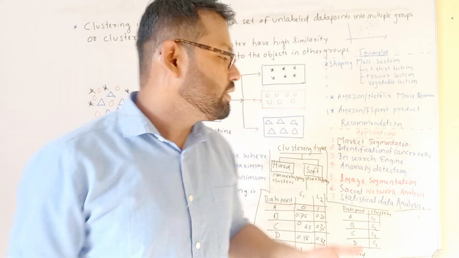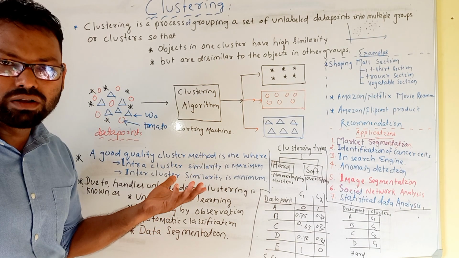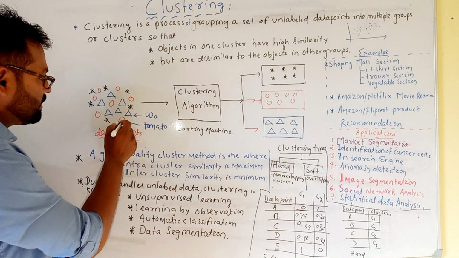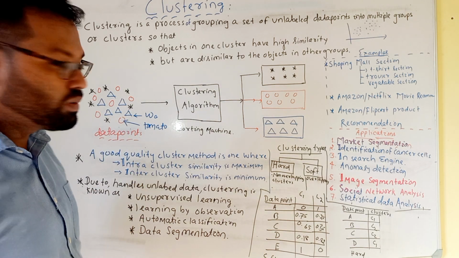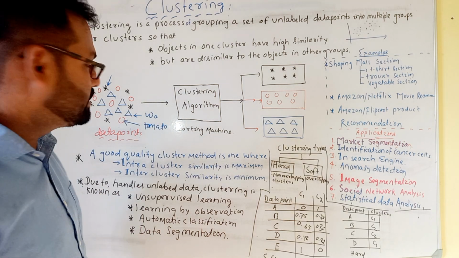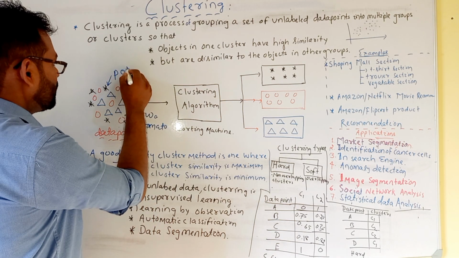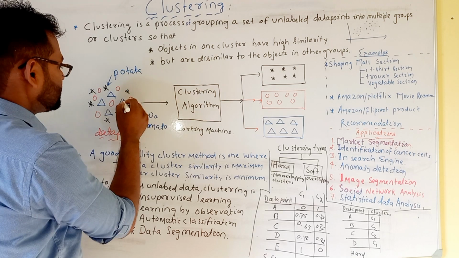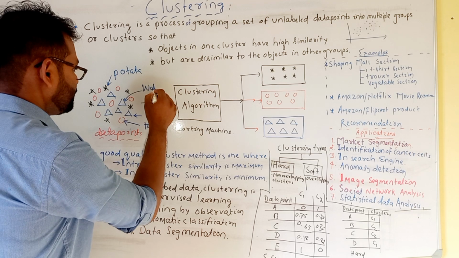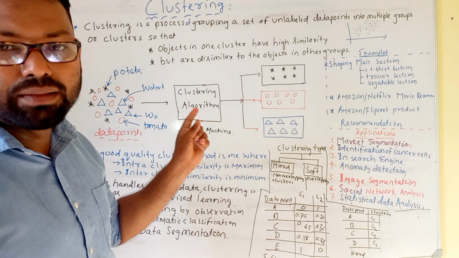See one example. This is a dataset with some random points. Let's say the star indicates tomato, the circle indicates potato, and the triangle indicates walnut. So these are three types of items.